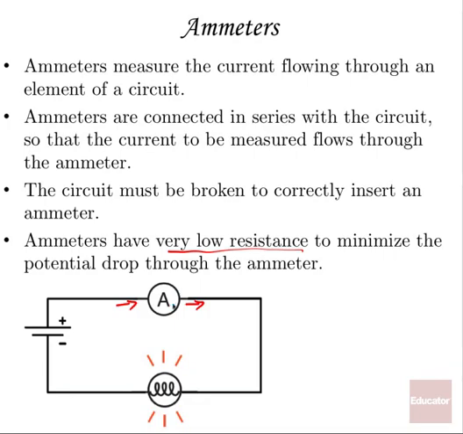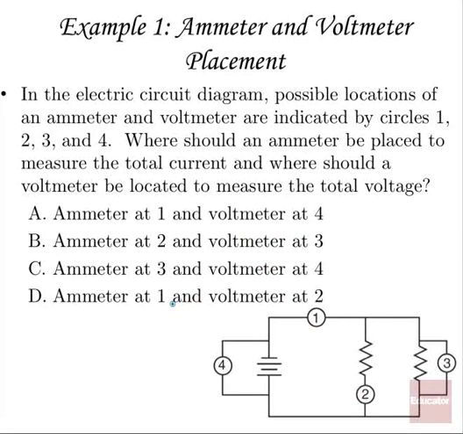So let's talk about ammeter and voltmeter placement in a circuit. In the electric circuit diagram here, possible locations of an ammeter and voltmeter are indicated by the circles 1, 2, 3, and 4.